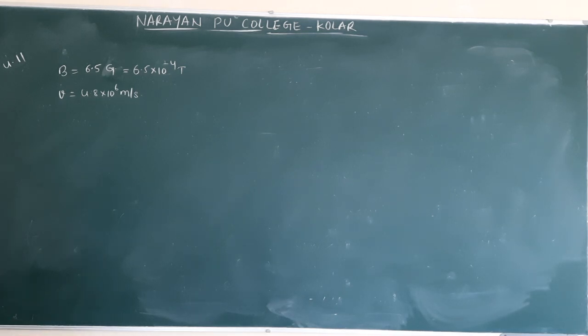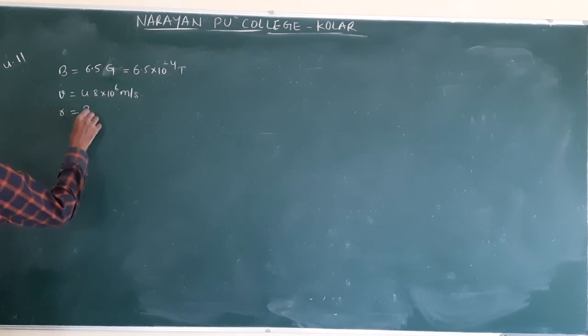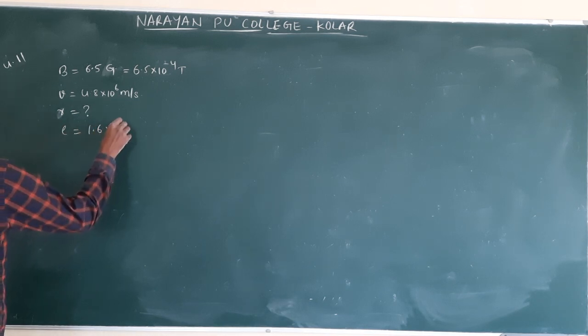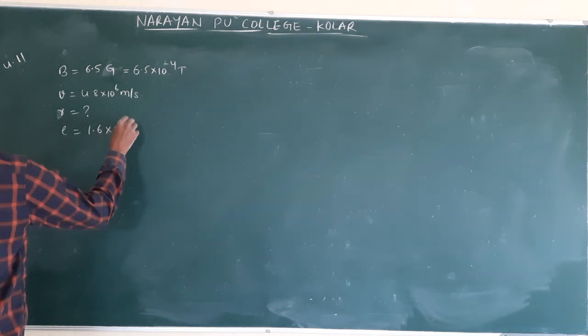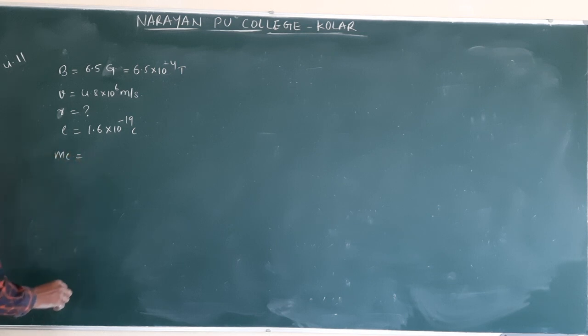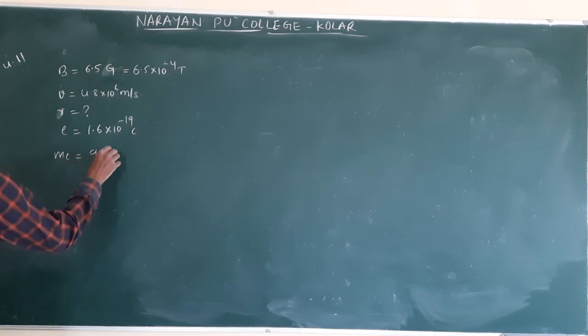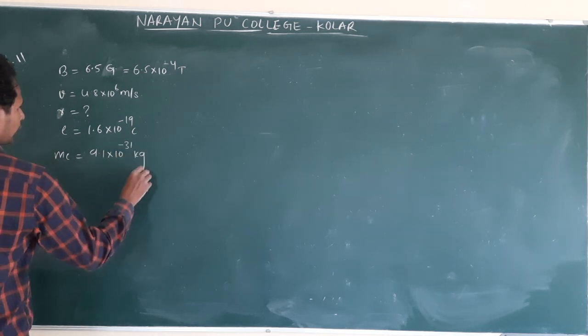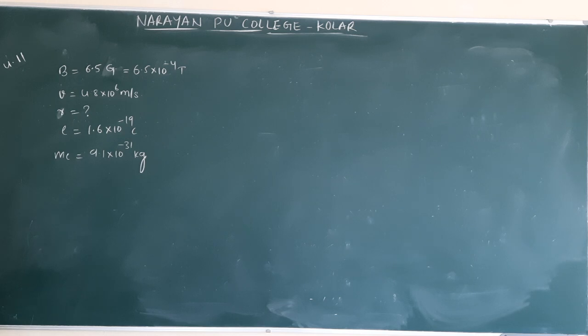Already explained. The radius they are asking is the radius of the circular path. They have given the charge of the electron, a known value 1.6 into 10 power minus 19 coulomb, and the mass of the electron, 9.1 into 10 power minus 31 kg. So we need to find the radius of the circular orbit. Clear? What is the radius of the circular orbit?